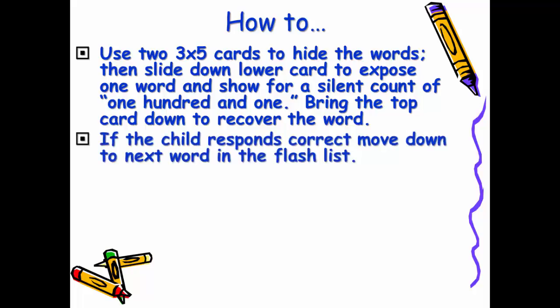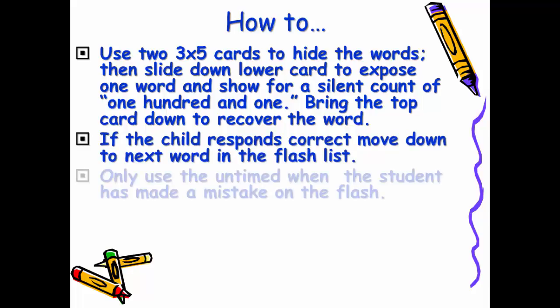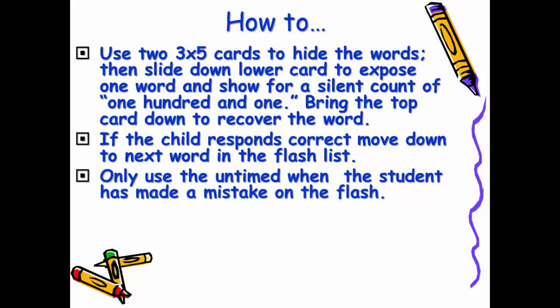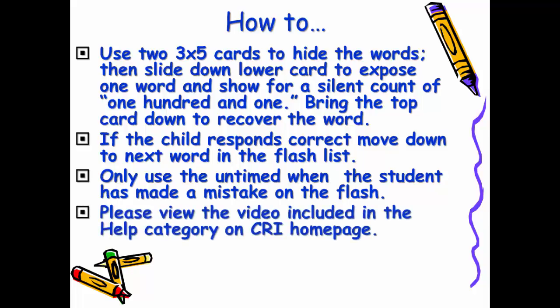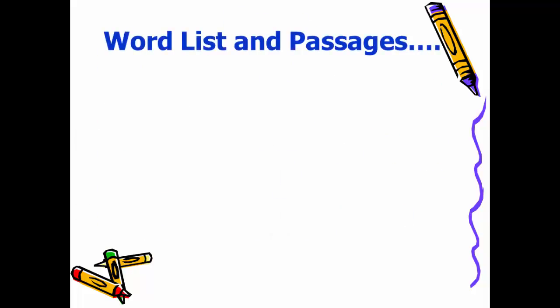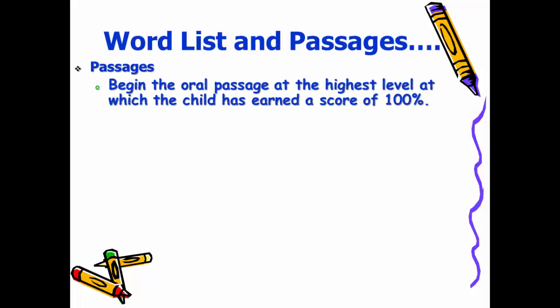If the child responds in a correct way, you move down to the next word. You only use the untimed when the student made a mistake on the flash. And folks, any questions at all, please view the video that's in the Help category on the CRI homepage. What's the connection between the word list and the passages? Key here is you begin the oral passage at the highest level at which the child earned a score of 100% on the flash.